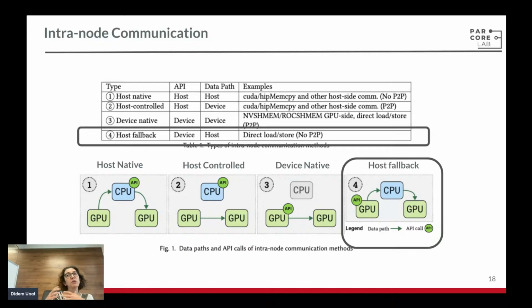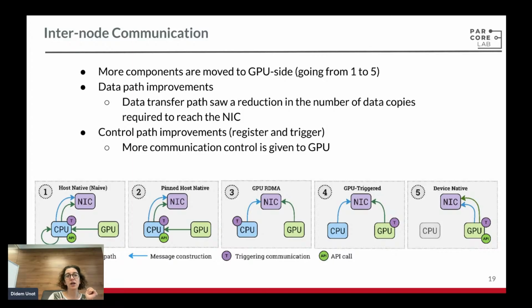In this case, communication still takes place. Like you can do direct load store to another GPU's remote memory. An API can be within the device on the device side, but in this case, because peer-to-peer is disabled, or there's no peer-to-peer communication, it will fall back to host, and communication will still take place. It won't issue an error or anything. Okay, so these were the intranode communications. Now let's move to internode communications.